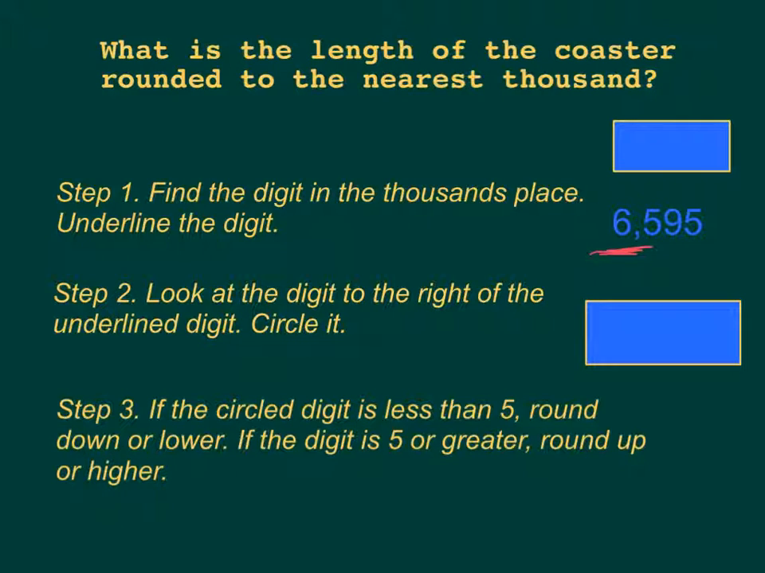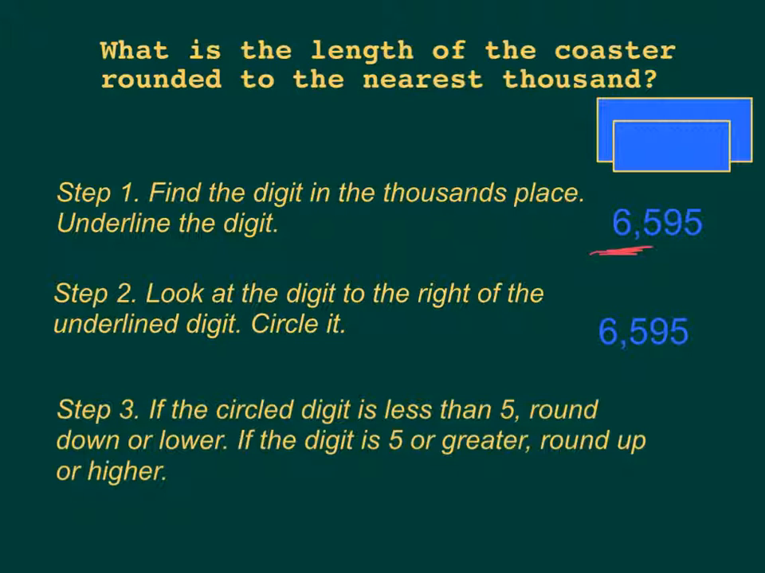Now we're going to move on to step 2. It says look at the digit to the right of the underlined digit. So we're going to look at the digit to the right of the underlined digit, and the digit to the right would be a 5. And we're going to circle that. So the 6 is underlined, and the digit to the right is the 5.